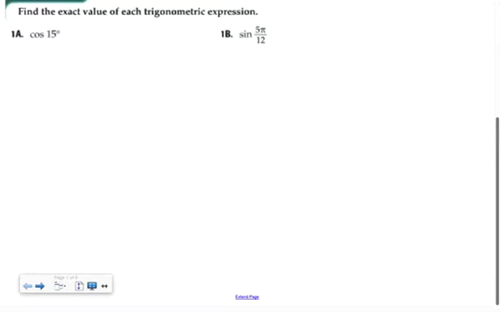For part B, it might be challenging for you to figure out two fractions that I would need to add or subtract in order to get 5 pi over 12. So for some of you, you might want to convert this into degrees and then work from there. So let me do that. If I'm converting this into degrees, then I'm multiplying by 180 over pi. So my pi's would cancel out. I would have 5 times 180 divided by 12. And that's 75.